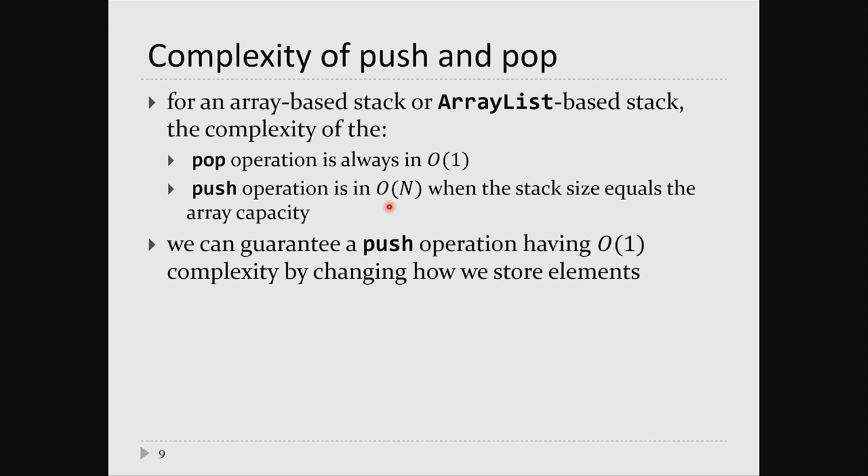So what I want to do today is try to avoid that big O of n, even though it doesn't happen very often. It turns out you can guarantee that push will have complexity big O of 1, but you have to change how you store the elements. So I can't use some sort of standard collection now. I can't use an array-based list or an array.